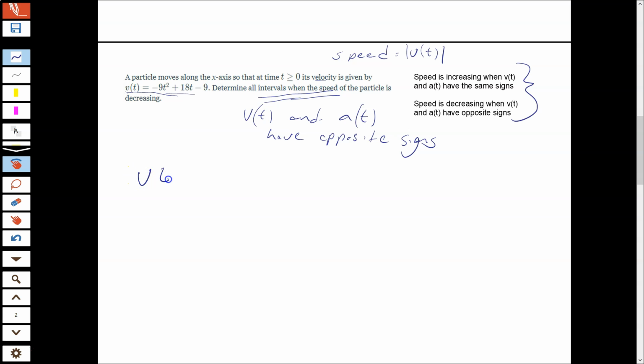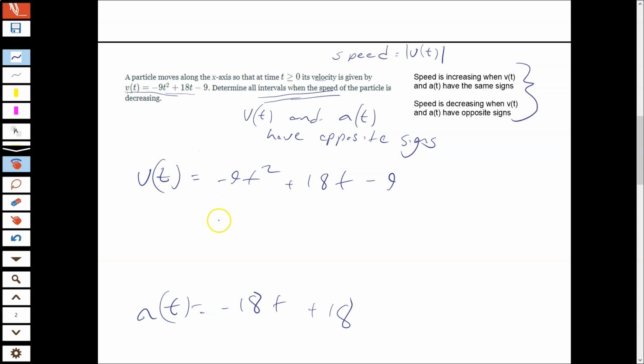I'm just going to rewrite v of t so it's clear that I have it. I'm going to leave a little bit of space for some more work, and then I'm going to find a of t down here. a of t is going to be the derivative of v of t, so power rule. Negative 18t plus 18. Okay, so that's acceleration.